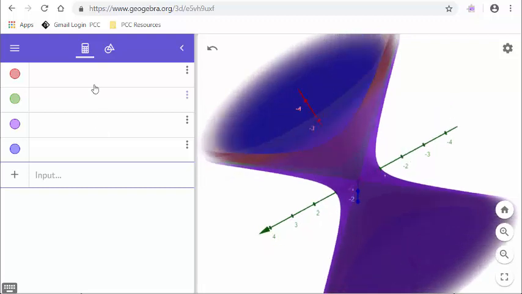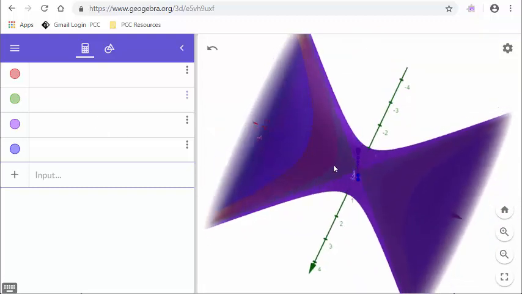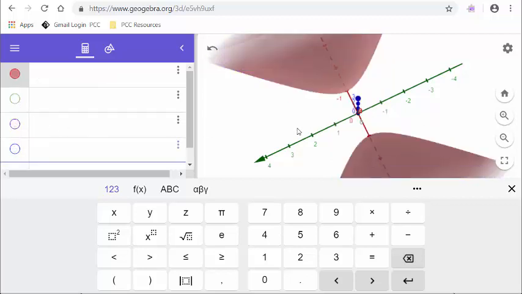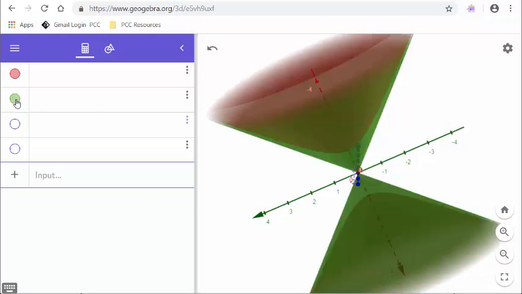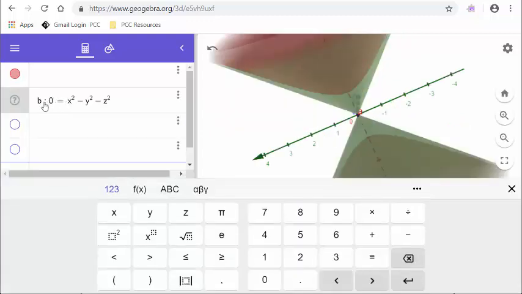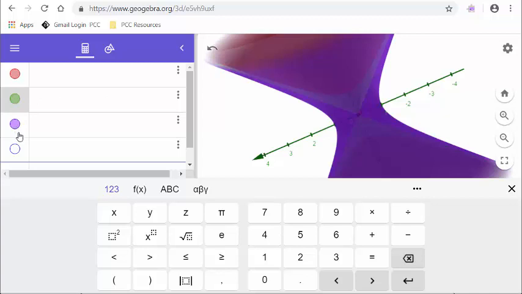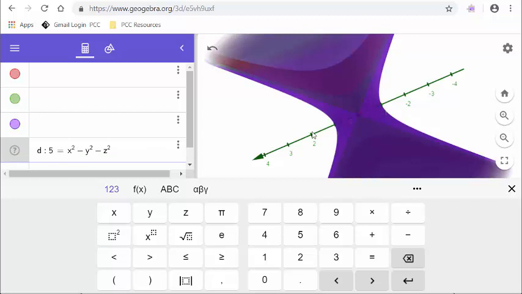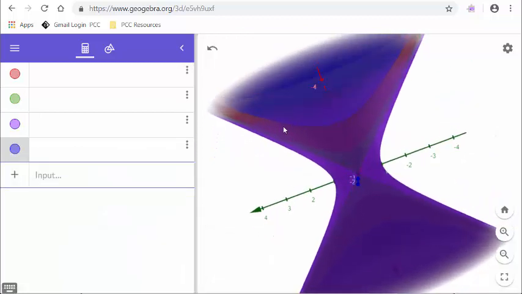I've got this here, which is showing these level surfaces for a function x squared minus y squared minus z squared equals w. So here w equals 1, and we get a red surface that is here. And then this is when w is 0. We get a different level surface. Purple is when w equals negative 1, and blue is when w equals 5. So blue is actually the innermost here.